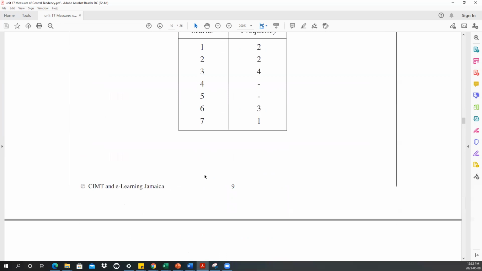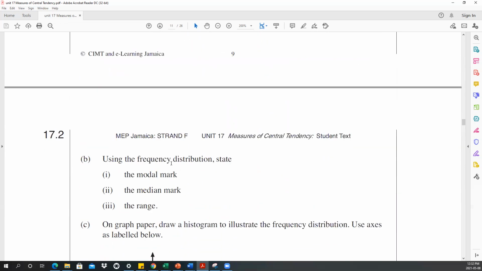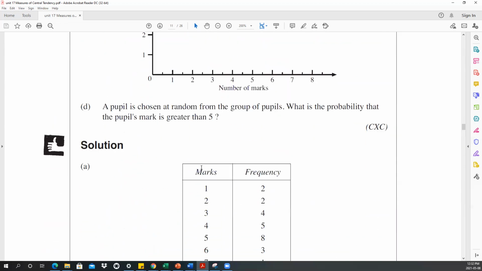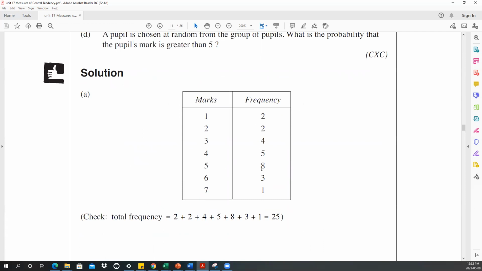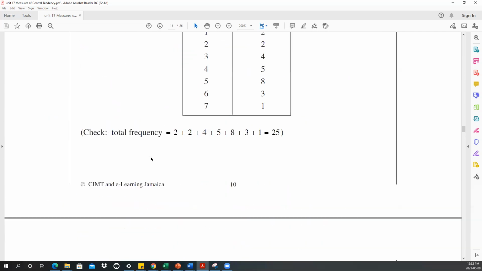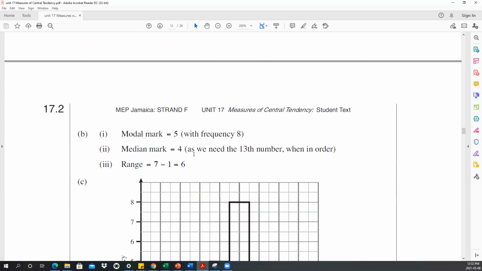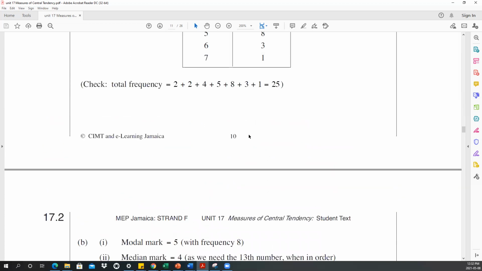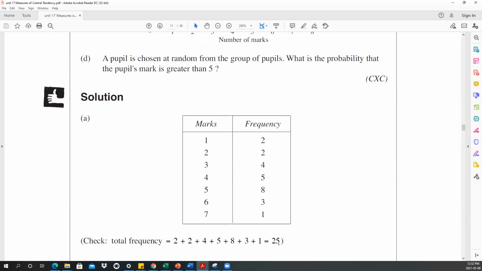What else? Using the frequency distribution, state the modal mark. So which one appears the most? 5 appears the most, right? Median mark. What's in the middle? We need the 13th number when in order, right? There are 25 marks in total, and 25 is an odd number, so the 13th mark would be the one in the middle.